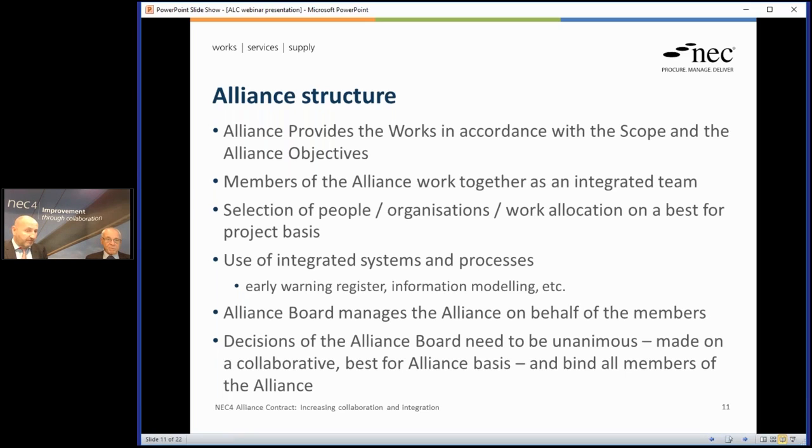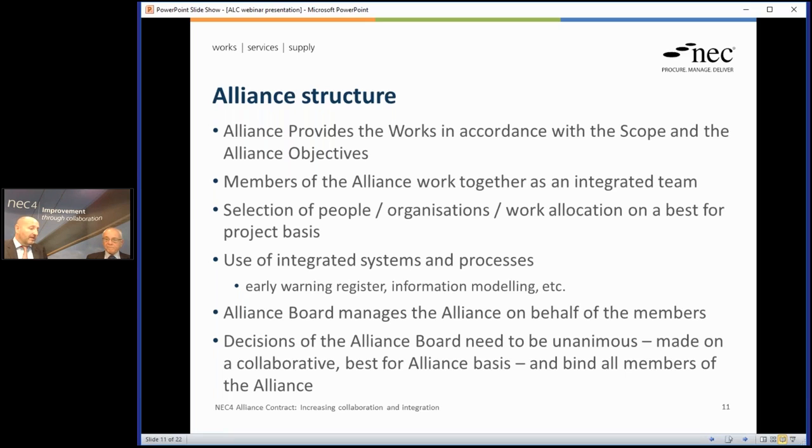Okay, so the key thing we're trying to achieve, in terms of the organisation of the Alliance, is that we have an Alliance board, and that is really the body that runs the Alliance. The Alliance board is made up of representatives of all members of the Alliance, including the client. So everybody in the Alliance forms part of that board, each with an equal voting right, and all decisions of that board have to be unanimous.